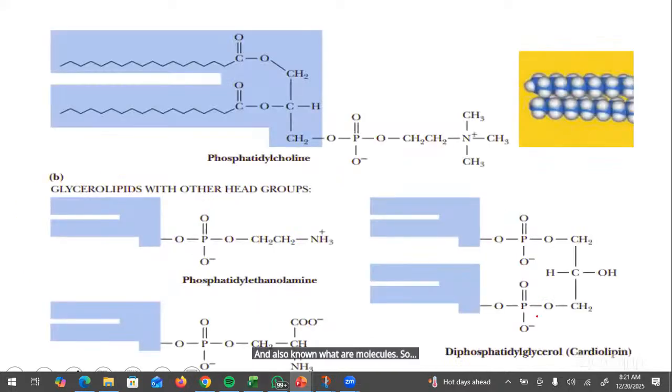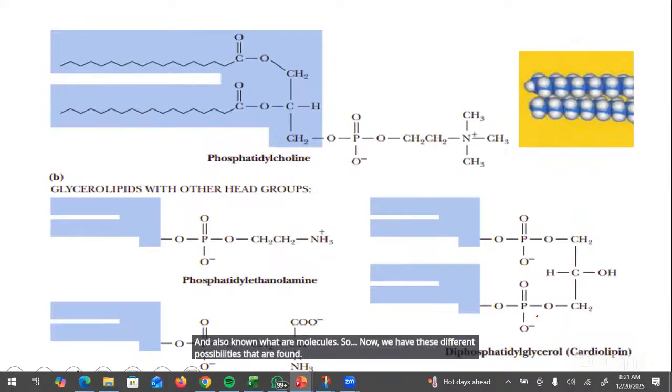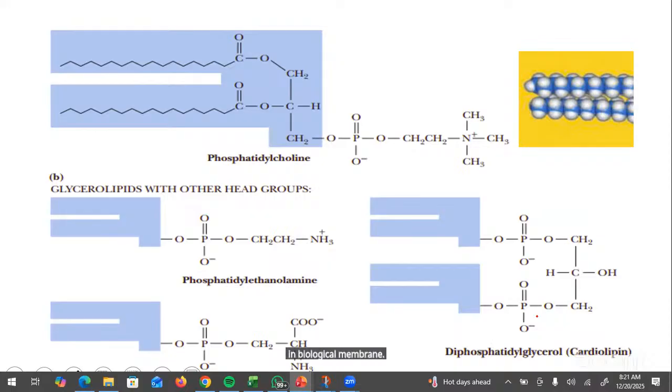Now we have these different phospholipids that are found in biological membranes.